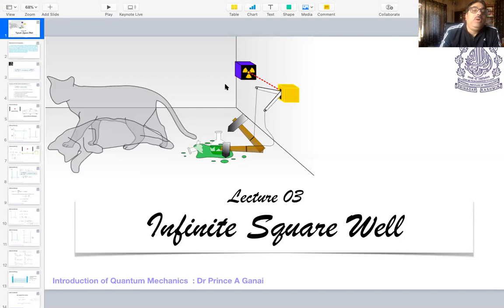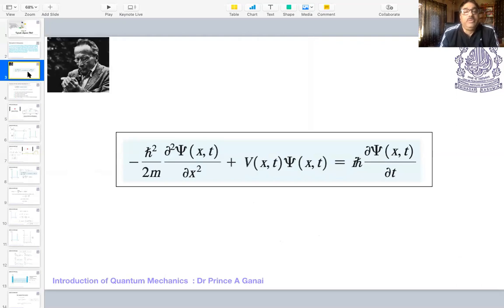What we did in the last couple of lectures: in the first lecture, we looked into the experiments that led us to the development of quantum mechanics. And in the second lecture, we postulated a Schrodinger equation. We introduced the Schrodinger equation, and this is the equation that is due to Schrodinger.